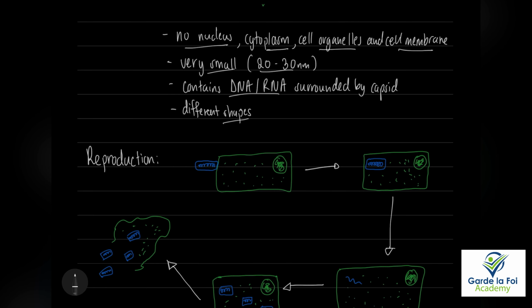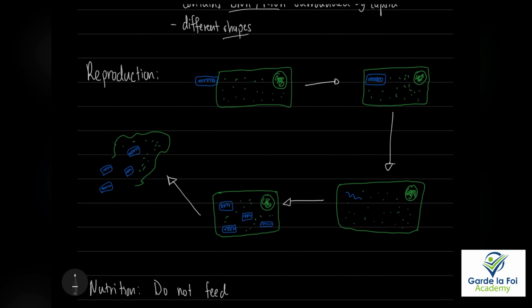And then we've got reproduction. So we would have our virus, and we would have a normal cell. What happens is that the virus attaches to the normal cell. And in this process, it is absorbed into the cell. So this is process 1, where it's absorbed into the cell. And when it is absorbed into the cell, it then uncoils in the cell.